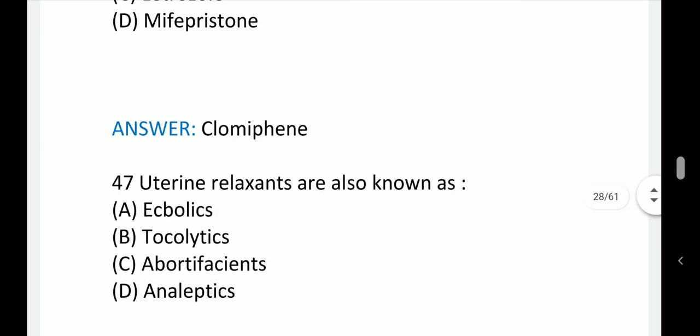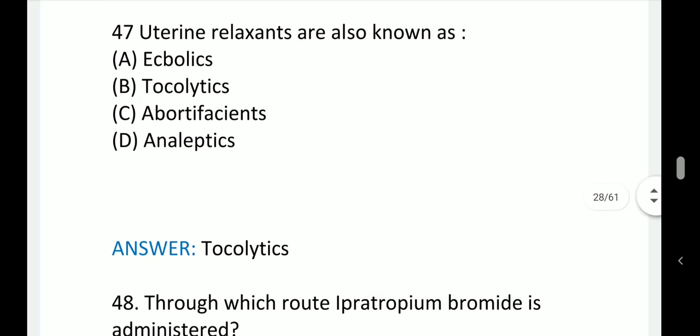Question number 47. Uterine relaxants are also known as option A, ecbolics, option B, tocolytics, option C, abortifacients, option D, analeptics. Answer is tocolytics. That is option B is the correct answer.